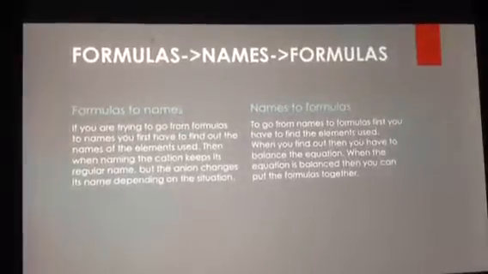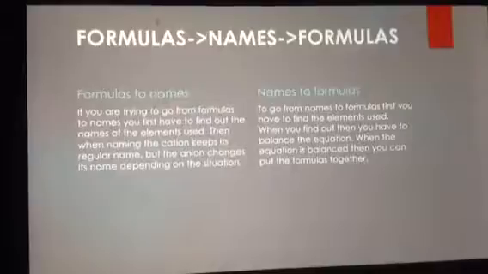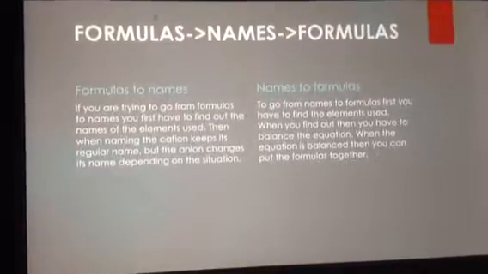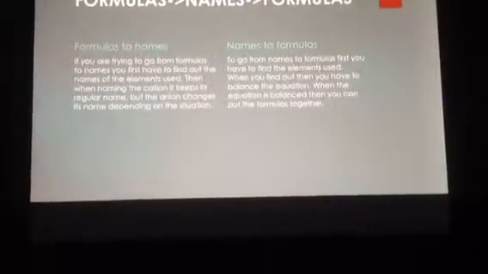Formulas to names, names to formulas. Formulas to names. If you are trying to go from formulas to names, you first have to find out the names of each element used. Then, when naming the cation, it keeps its regular name, but the anion changes its name depending on the situation.